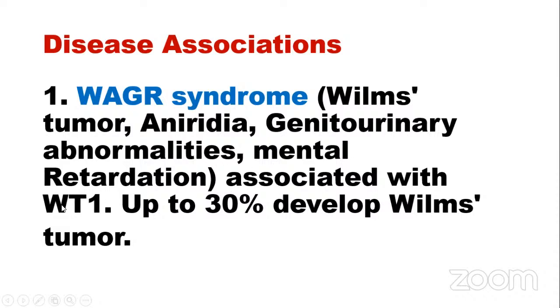Associated with Wilms tumor gene 1, up to 30% develop Wilms tumor. So up to 30% of patients with WAGR syndrome have Wilms tumors.